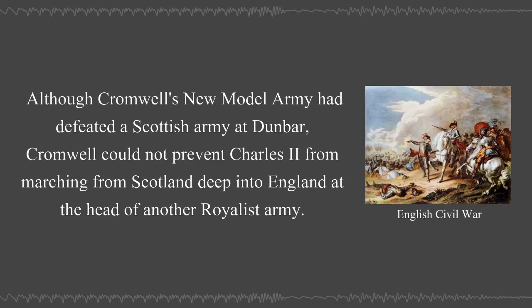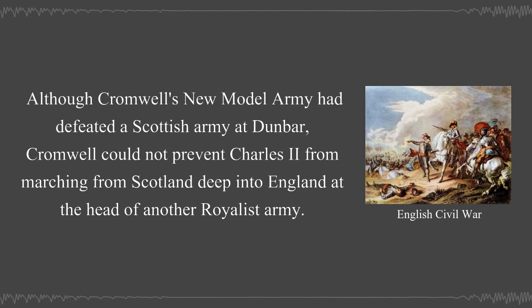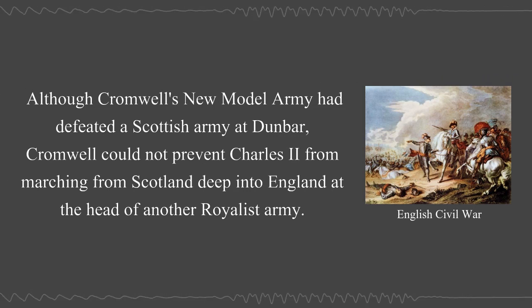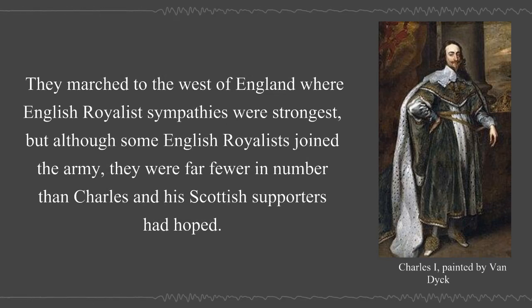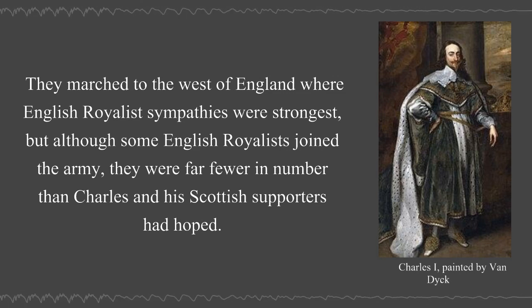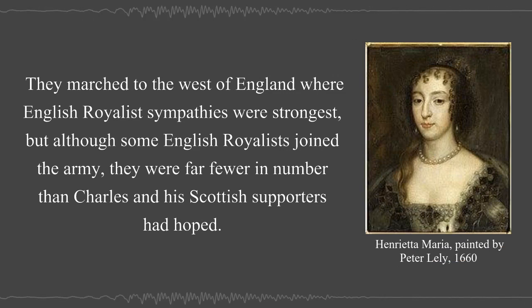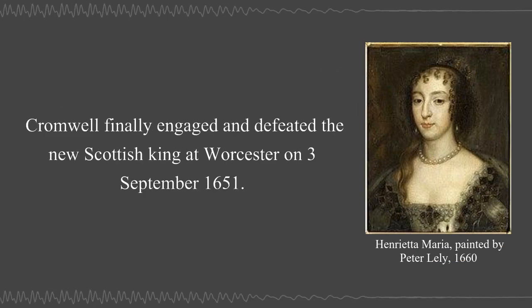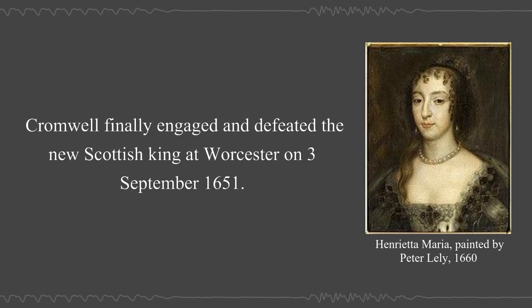Although Cromwell's new model army had defeated a Scottish army at Dunbar, Cromwell could not prevent Charles II from marching from Scotland deep into England at the head of another Royalist army. They marched to the west of England, where English Royalist sympathies were strongest. But although some English Royalists joined the army, they were far fewer in number than Charles and his Scottish supporters had hoped. Cromwell finally engaged and defeated the new Scottish king at Worcester on 3 September 1651.